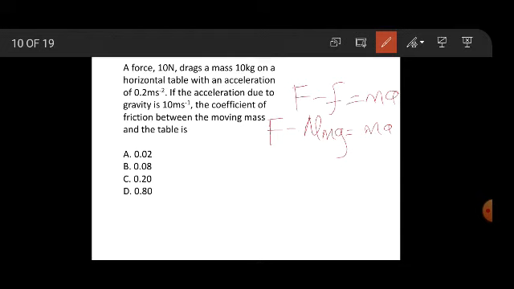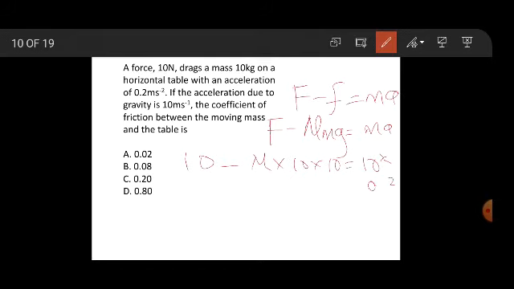So the force F here from the question is 10. The coefficient of friction is what we are looking for. Mg is mass times acceleration due to gravity. The mass is 10. Acceleration due to gravity is also 10, we are using 10. Equal to the mass, which is 10, times the acceleration in the question, which is 0.2. So times 0.2.